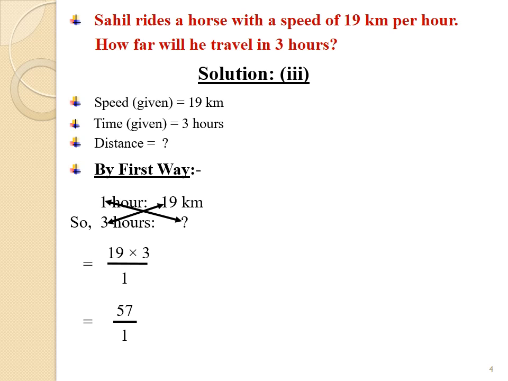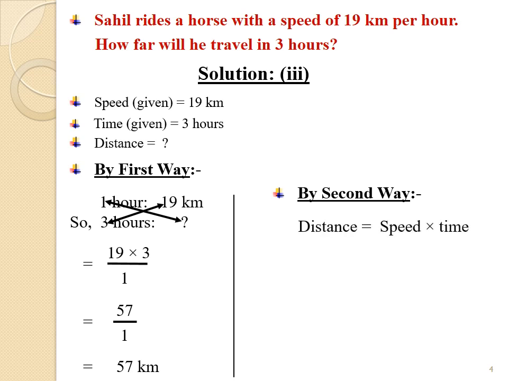Students, now we have to divide 57 by 1. Thus, dividing 57 by 1, we get 57 kilometers. Now, by the second way, using the formula of distance. Distance equals speed multiplied by time equals 19 multiplied by 3 equals 57 kilometers. Thus, Sahil will travel 57 kilometers in 3 hours.